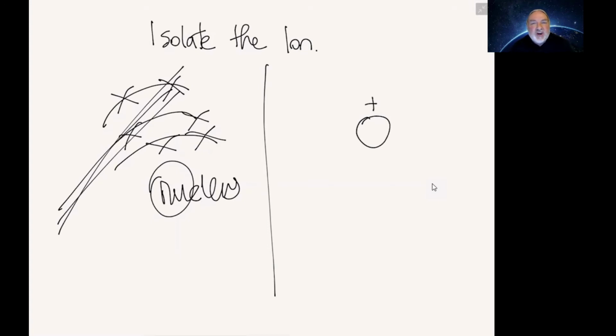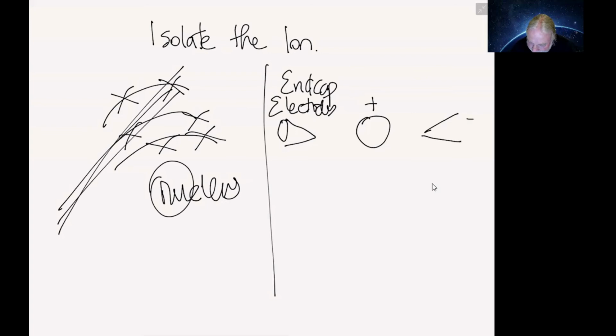As you know, like charges repel, opposite charges attract. So we can apply charges to keep the ion stable in space. We have these things called endcap electrodes, and they give out a positive charge. What that means is that the ion has nowhere to go, but it can actually go up or down, so it still can escape. So we need more electrodes.